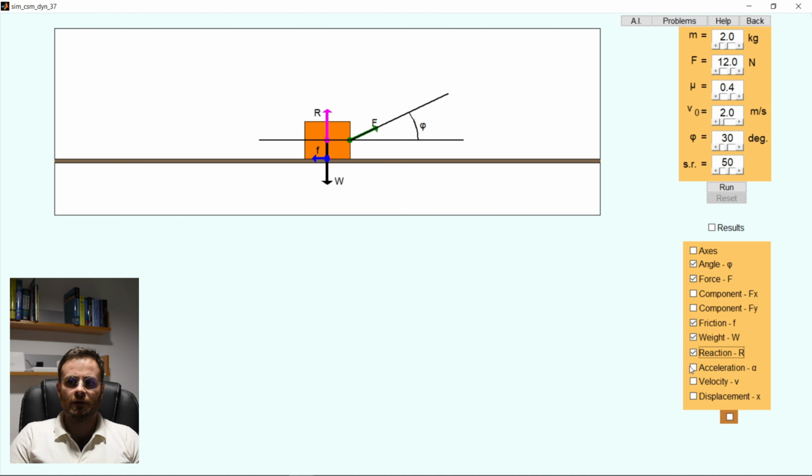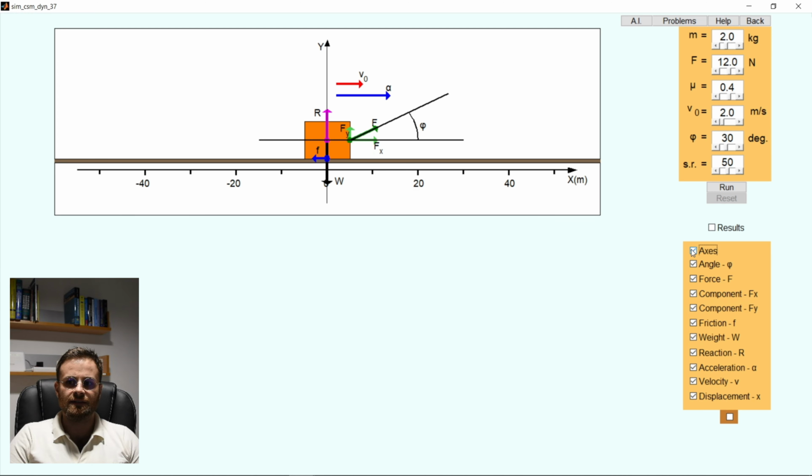We want to calculate the acceleration of the body, the force of friction, as well as the velocity and displacement of the body over time. In order to study the phenomenon of motion, we analyze the force F in components along the vertical and horizontal axes.